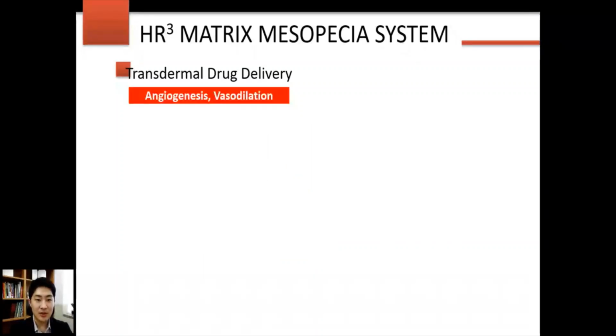Next, angiogenesis and vasodilation can be promoted by the transdermal delivery of certain peptides.